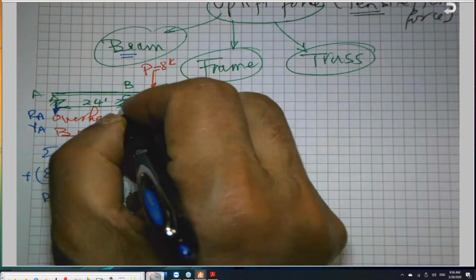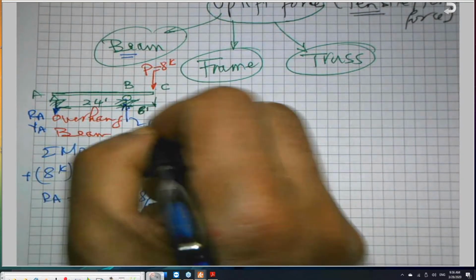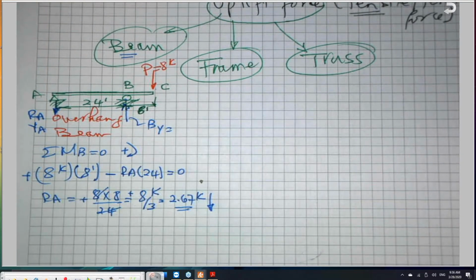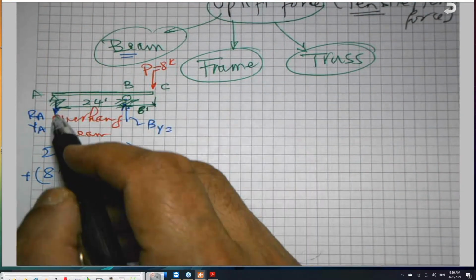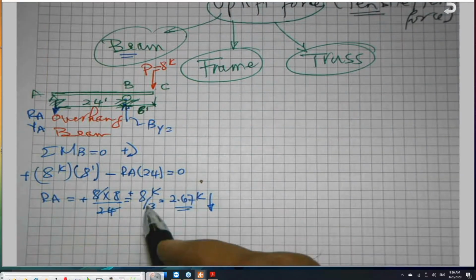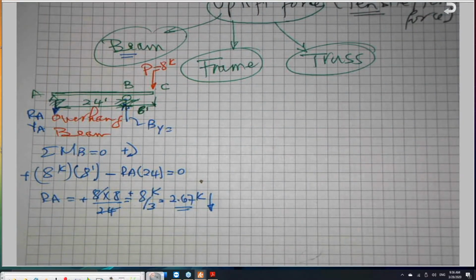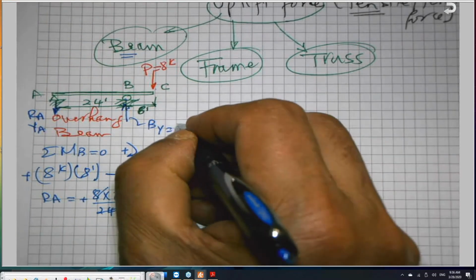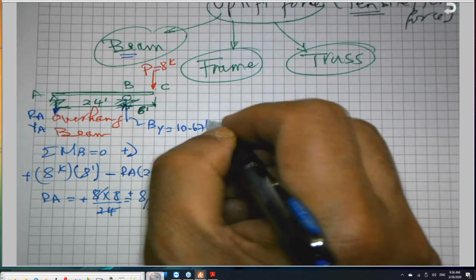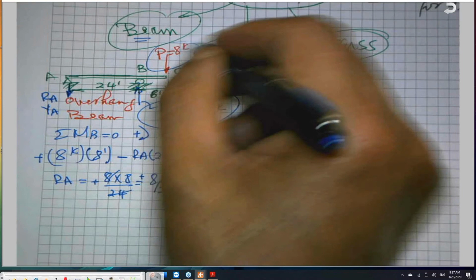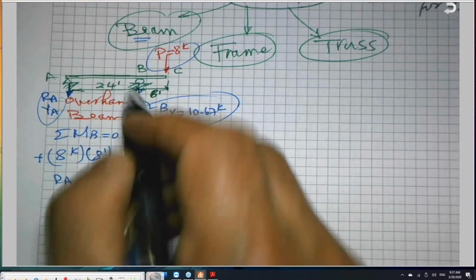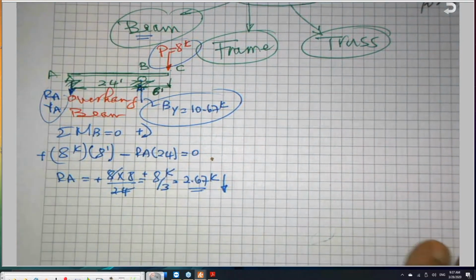Obviously, the reaction here at B, which is B sub y, is equal to what? It is equal to the sum of these two, 8 plus 2.67. Did I calculate this correctly, by the way? Sometimes I make mistakes. Catch my mistakes, please. So this reaction here is, in fact, 10.67 kips up. Equilibrium: this is coming down, and this is coming down. The reaction here at B must be balancing that.